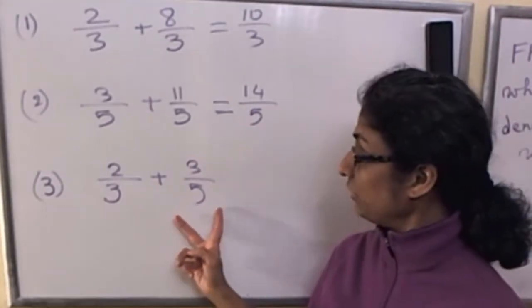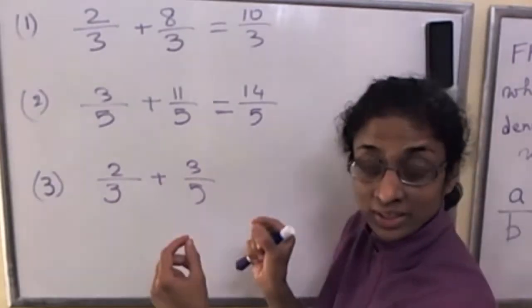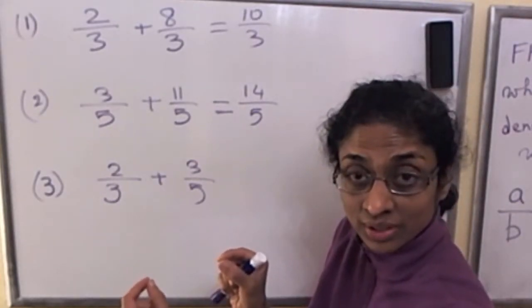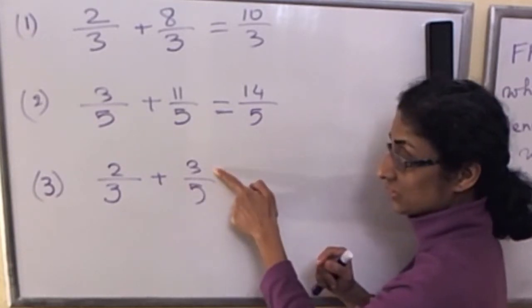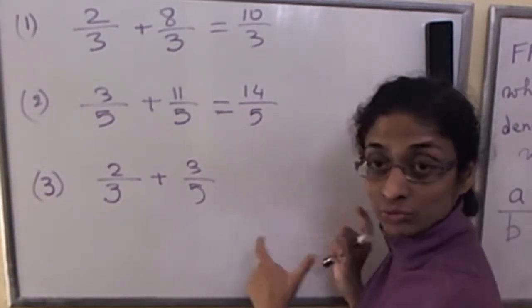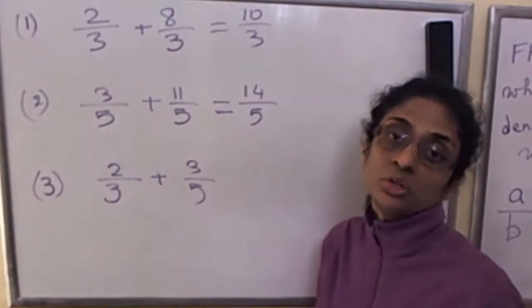The problem we are facing here is we have 2 pieces of the length 1/3, and then we are adding to it 3 pieces of a different length, of length 1/5. So there's no way we can simply say let's count them all together.